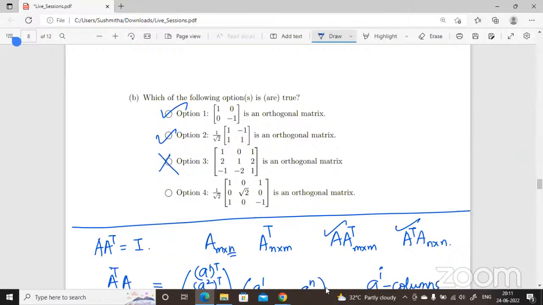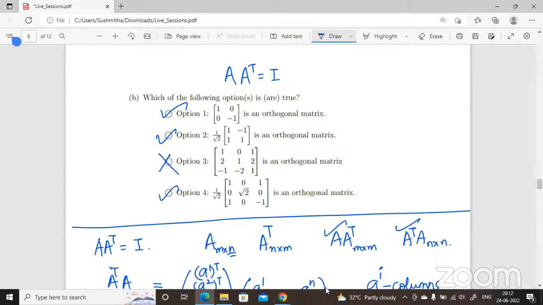Yes, I can get the first option, and that is true. Fourth one is also correct. So one thing to check whether it is an orthogonal matrix is to check whether A A transpose is identity, A transpose A is identity, and all that. Okay, you can do that.